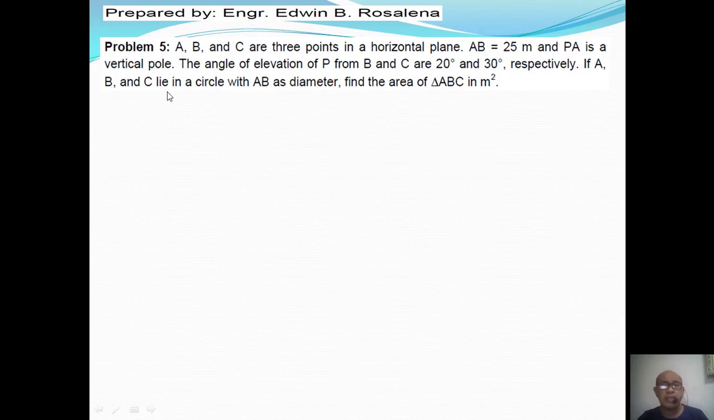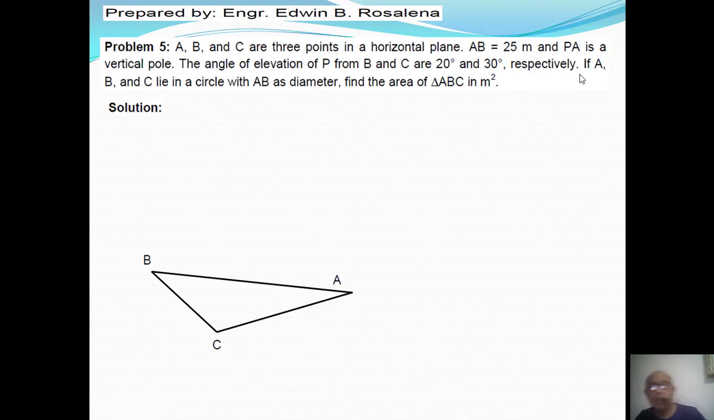Okay, so the top of the pole is P, and the angle of elevation of P from B and C are 20 and 30. So can we draw now the situation? Then A, B, and C lie in a circle with AB as the diameter. Find the area of ABC. Okay. So we have here triangle ABC on the horizontal ground. So the 3 points A, B, and C lie on a horizontal ground.